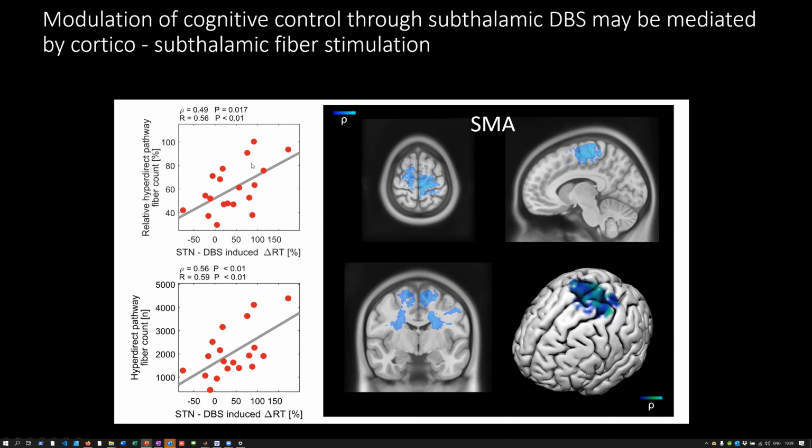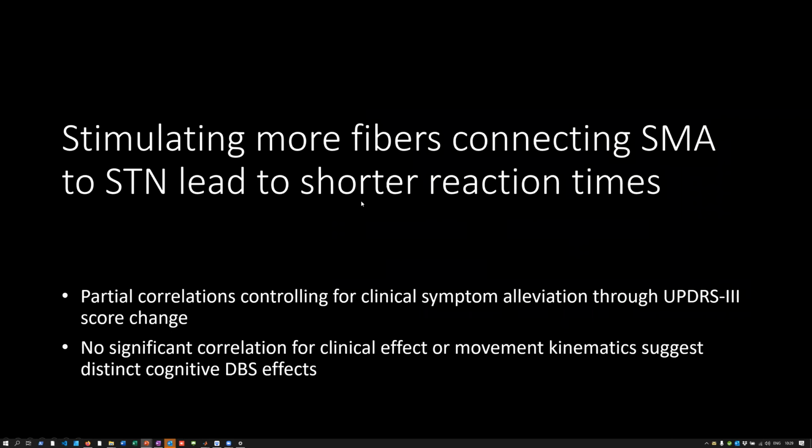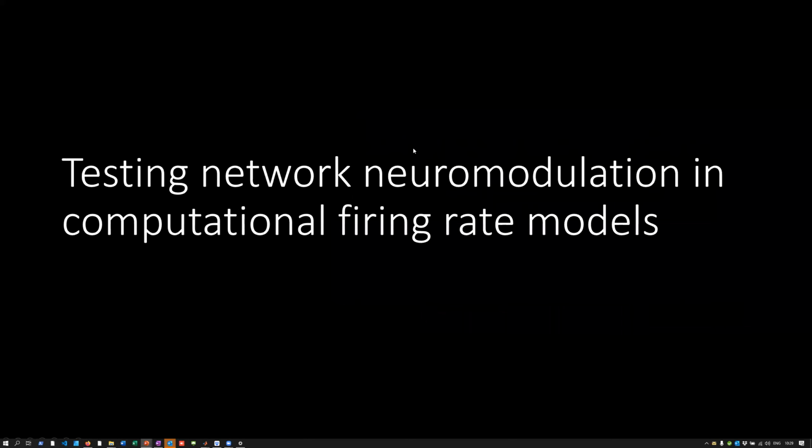And we have replicated and validated this in two analysis domains, one being the absolute number of fibers that we're stimulating and the other one being the relative amount of fibers from this pathway compared to fibers of other pathways. Now, we believe that stimulating more fibers connecting the SMA to the STN leads to shorter reaction times. And we have controlled for clinical symptom alleviation, and we did not find a significant correlation between clinical effect and movement kinematics, which suggests that there is a distinct cognitive DBS effect through stimulation of these fibers.